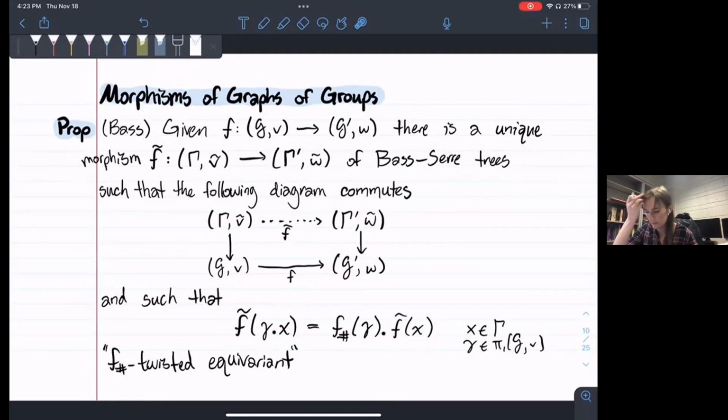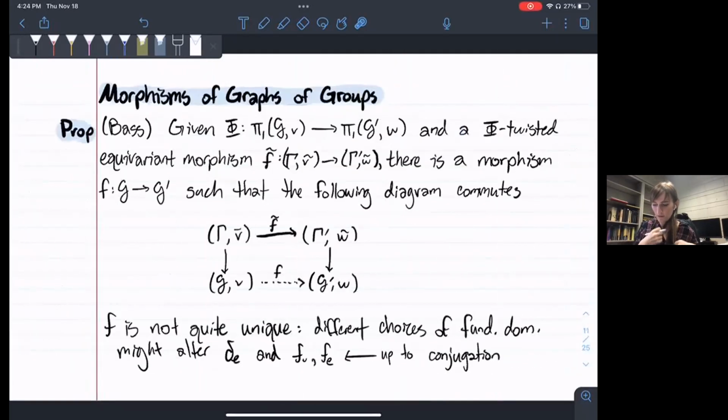And here's maybe where to think about the twisting elements, or maybe on the next slide, I guess. The other thing that you can do is that you can go the other way. So if you have a homomorphism of fundamental groups of graphs of groups, let's call it phi, and a phi twisted equivariant morphism of Bass-Serre trees, then there's actually a morphism of graphs of groups such that the diagram commutes.